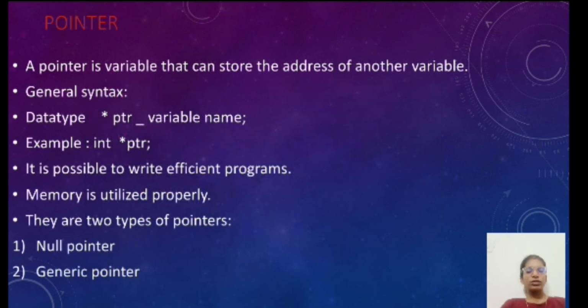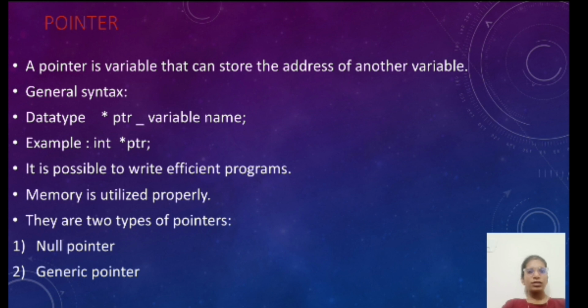Next topic is pointers. A pointer is a variable that can store the address of another variable. General syntax of pointers goes like data type star ptr variable name. Without the star it is a normal declaration. When we include the star in front of the pointer variable name, this is called a pointer variable declaration. Example for this is int star ptr.